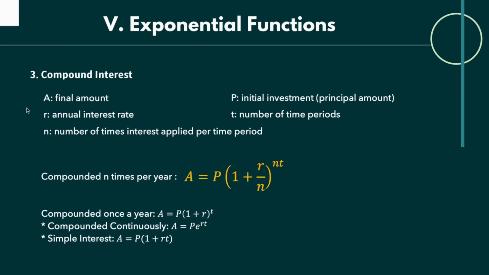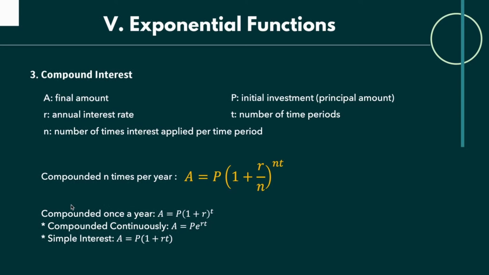So let's define a few variables. A is equal to the final amount. P denotes the principal amount, or the initial investment. R signifies the annual interest rate. T signifies the number of time periods, which when calculating compound interest is usually 1 year. And N denotes the number of times interest is applied per time period or per year. So the final amount, when interest is compounded n times per year, will be equal to P, or our initial value, times 1 plus R over N, to the power of N times T.